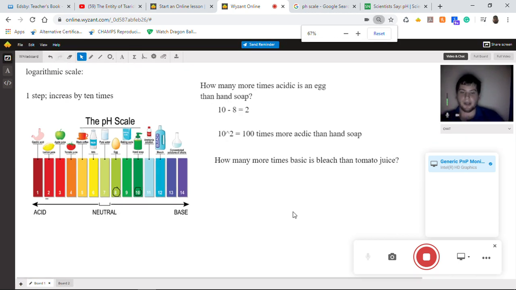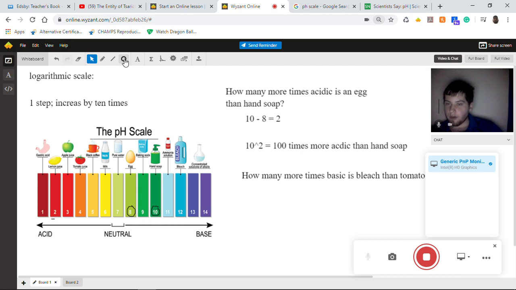Okay, let's look at the second question. How many more times basic is bleach than tomato juice? So bleach is all the way over here at 12. And tomato juice is pretty acidic at 4. So we're going to use the same steps we used in the last problem. 12 minus 4 equals 8. So it's 8 steps removed.